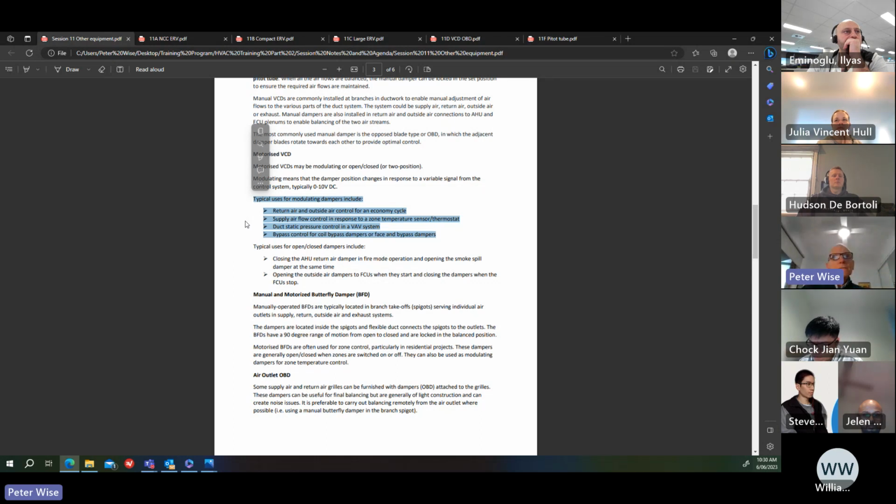Supply air flow control in response to a zone temperature sensor. So in the supply air duct, you have a motorised damper which responds to a temperature sensor. Duct static pressure control in a VAV system, and bypass control for coil bypass dampers or face and bypass dampers. So there's lots of applications for motorised dampers.